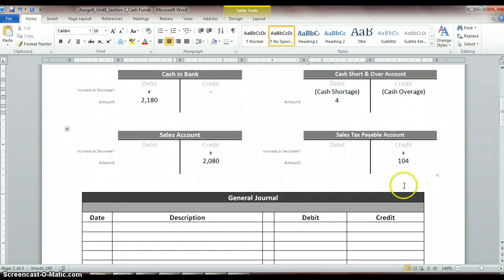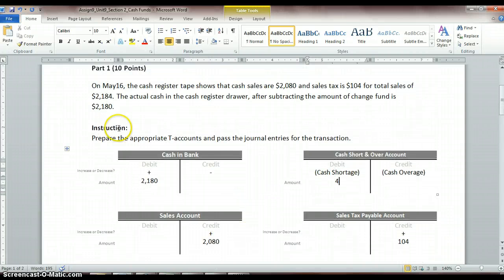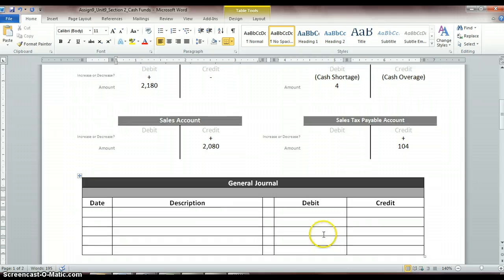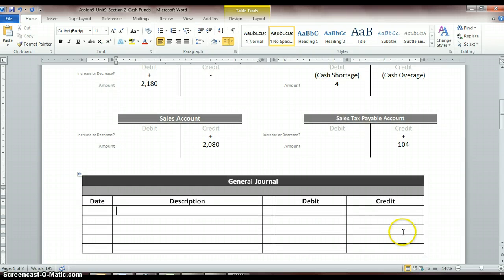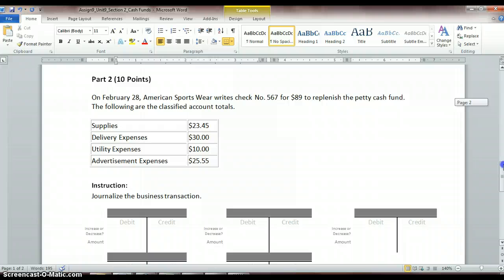Then you need to go down here, and this is your journal. Do we have a date? Yep, May 16th. So put your date in here, and then record exactly what we have up in our T account, with your debits recorded first. Then just to double check yourself, make sure that your debits equal your credits, because this is a good old-fashioned journal entry. So record those transactions into your journal.